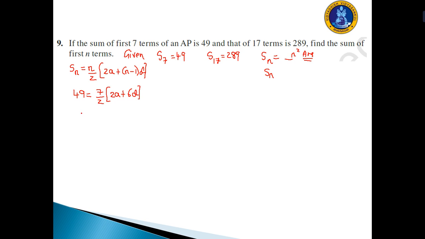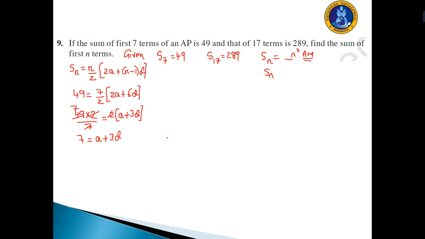Now 49 multiplied by 2 and divided by 7 is equal to, if I take 2 common, a plus 3d. Or we can also put 2a plus 6d as it is, or we make 2 common again. So these 2s are cancelled and the 7s also cancel. So 7 is equal to a plus 3d.